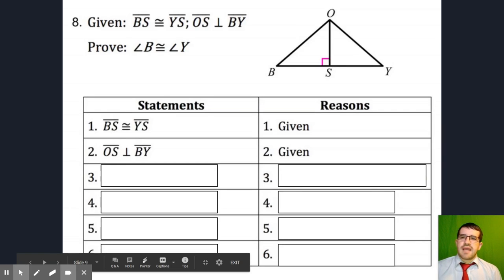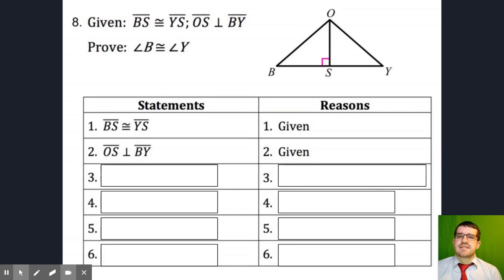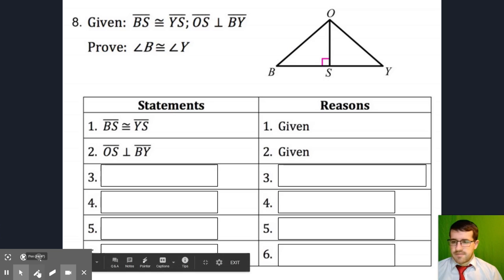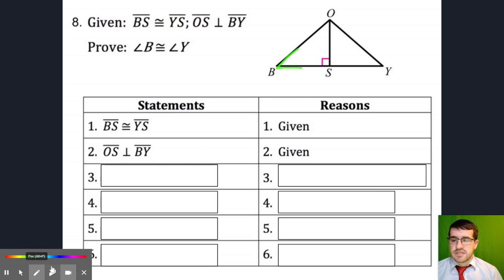Okay, for problem 8, we are given that segment BS is congruent to segment YS, that segment OS is perpendicular to segment BY, and we want to prove that angle B is congruent to angle Y. I'm going to highlight the angles that we're trying to prove congruent here. We'll prove that angle B is congruent to angle Y. We'll do Y in blue.